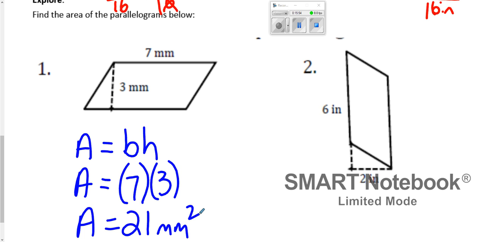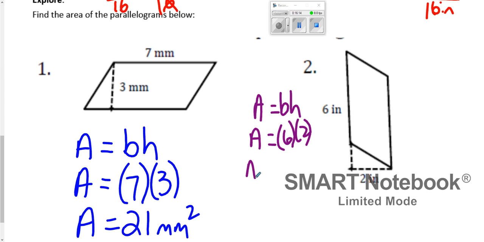This other one, it's drawn on its side, and that's kind of confusing because you might think that this 6 is the height, but it's not. That is still the base. You have to imagine if this was right side up. So area equals base times height. The base is 6, and the height is 2. They wrote it outside the shape, but they used a dotted line. They're just showing you how tall it is. So that would be 12 square inches.